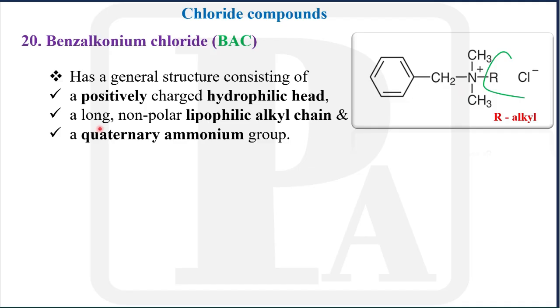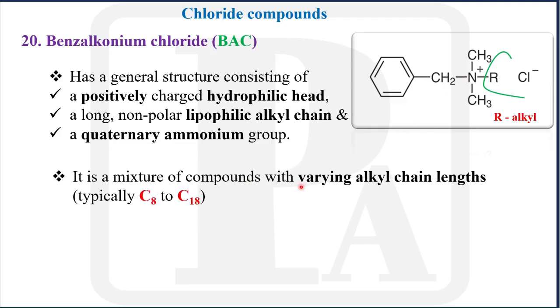How is that? That is a long non-polar lipophilic alkyl chain. So this part is hydrophilic and R is lipophilic. This is positively charged, whereas this is a long non-polar and lipophilic one. How is the nitrogen? That is a quaternary ammonium group. So it is a mixture of compounds with varying alkyl chain length. Here R may be C8 to C18. So the number of carbons in the alkyl starts from 8 and goes up to 18.